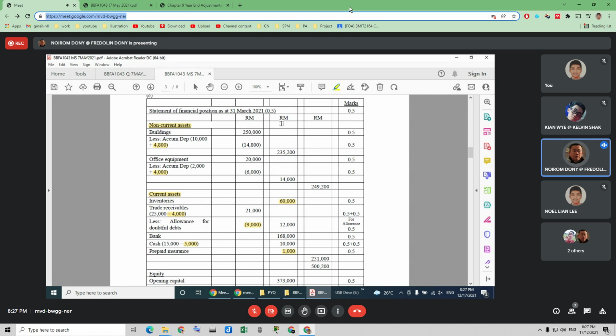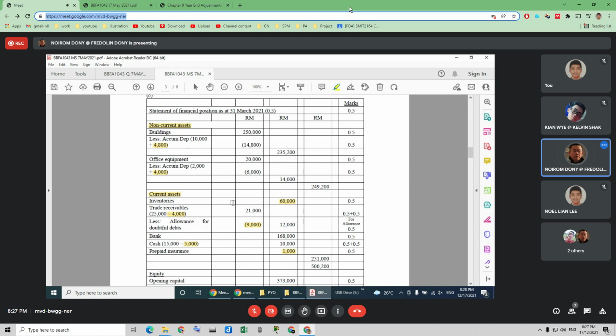You move on to the second column because this second column is to list down all the categories of non-current asset. So then office equipment also the same thing. The net book value you put on the second column. The first column is to do the adjustment on accumulated depreciation. Then, okay, the total non-current asset, then we move on to the third column, 249,200 here.